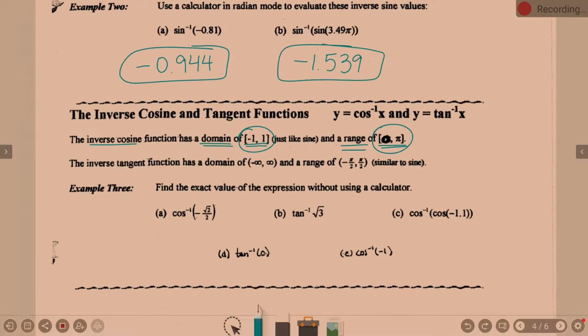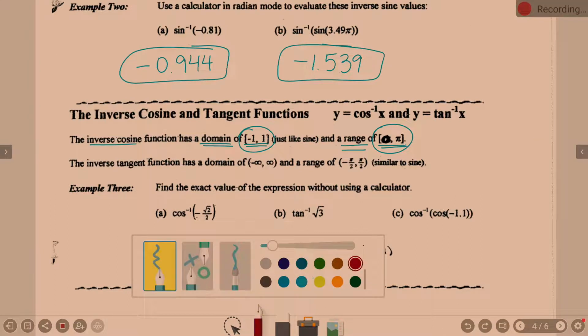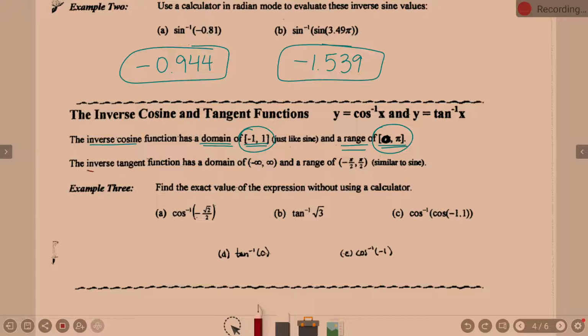Then we talk about the inverse tangent real quick. Inverse tangent has a domain of -∞ to +∞. This will make a little more sense after we talk about the graph. The idea of inverse tangent is you can have any input. There are no restrictions on what our input can be. Any real number will work. The range is -π/2 to +π/2.